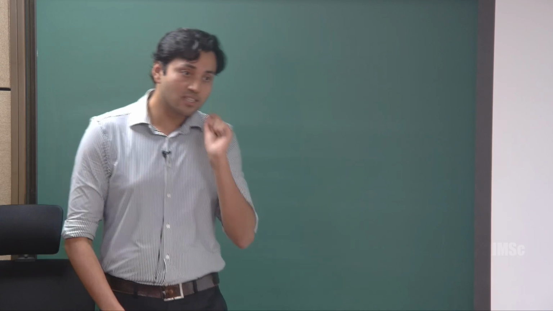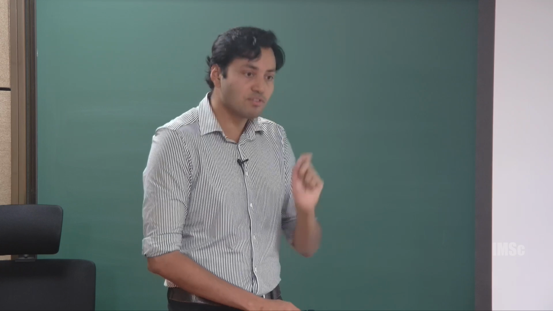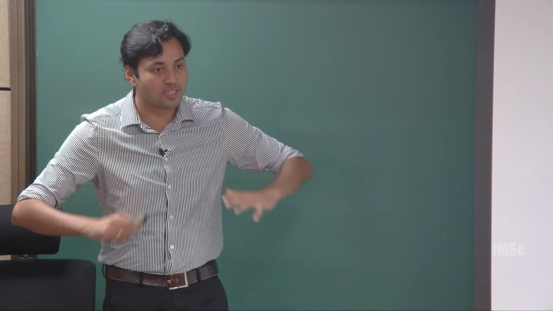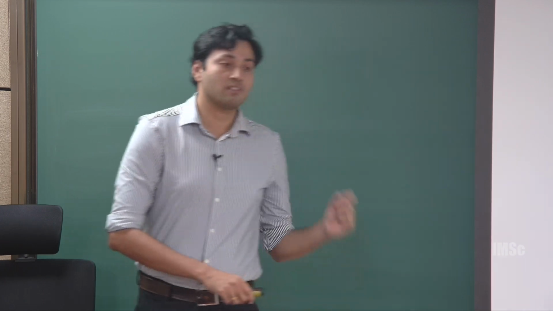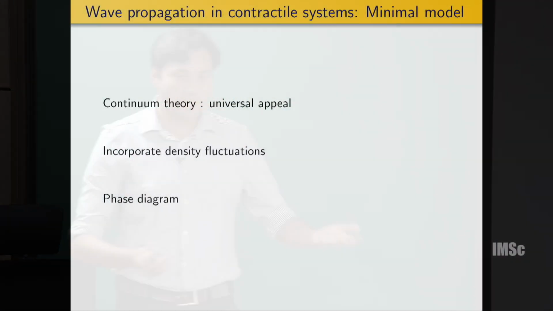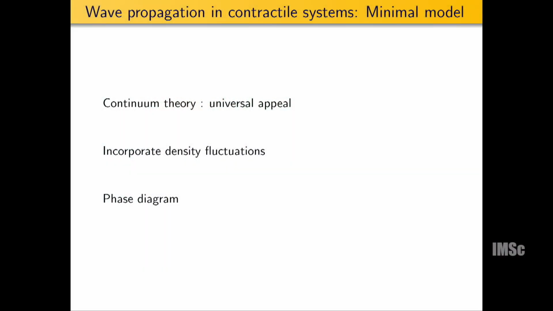First of all, the reason for building a continuum model, again, is the universal appeal. If you build a hydrodynamic theory, a lot of microscopic systems can come into this hydrodynamic theory. Of course, we bring in density fluctuations because we would like to replicate what the experiments do, and like in any other system, these are systems which can be replicated on the tabletop. So we would like to have control on this system, and understand the phase diagram of this system.